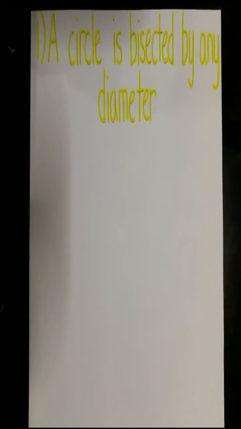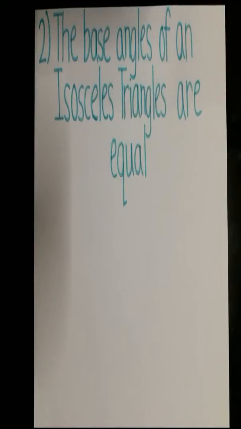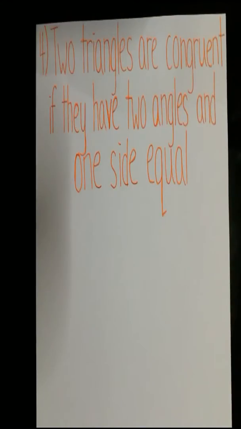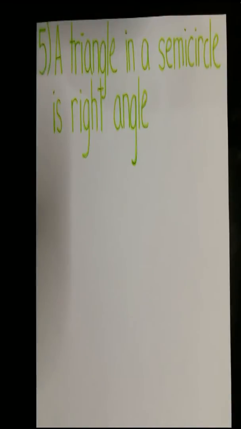So, the first theorem that Thales had was a circle is bisected by any diameter. We will talk about each one individually later, but first we are just going to cover each theorem. The second one is the base angles of an isosceles triangle are equal. The third theorem is the angles between two intersecting straight lines are equal. The fourth theorem was that two triangles are congruent if they have two angles and one side equal. The fifth theorem is that a triangle in a semicircle is a right angle.